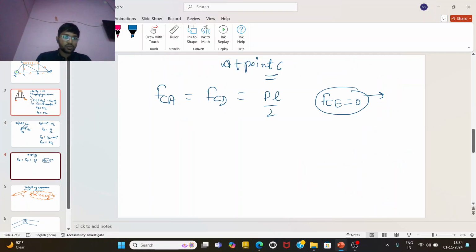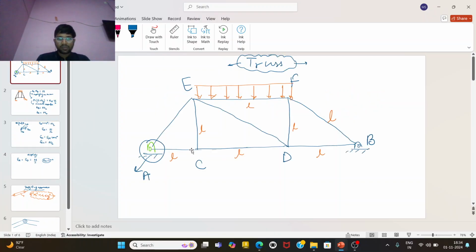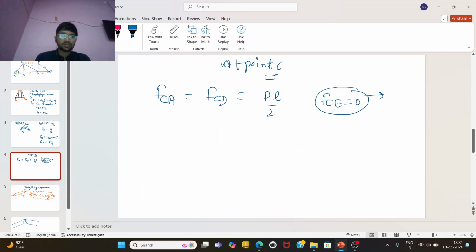At point C, we want to find what the resistance force in this link will be. By using equilibrium, you can find that the resistance force in the EC link is zero. It is a zero-force link. There is no resistance force here.